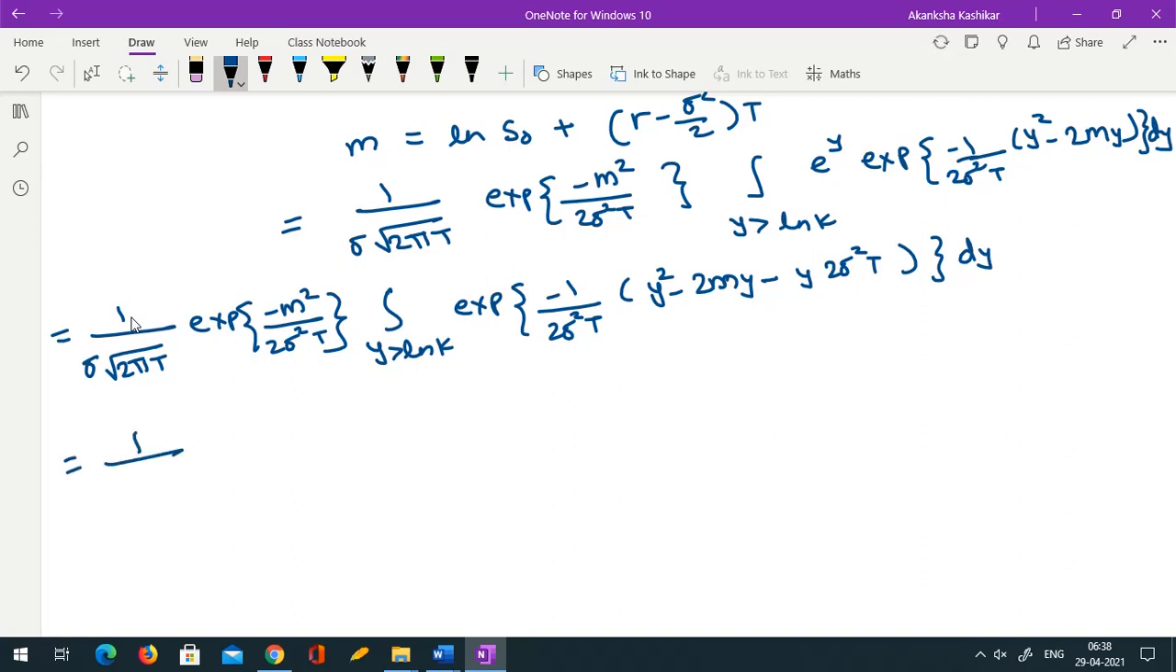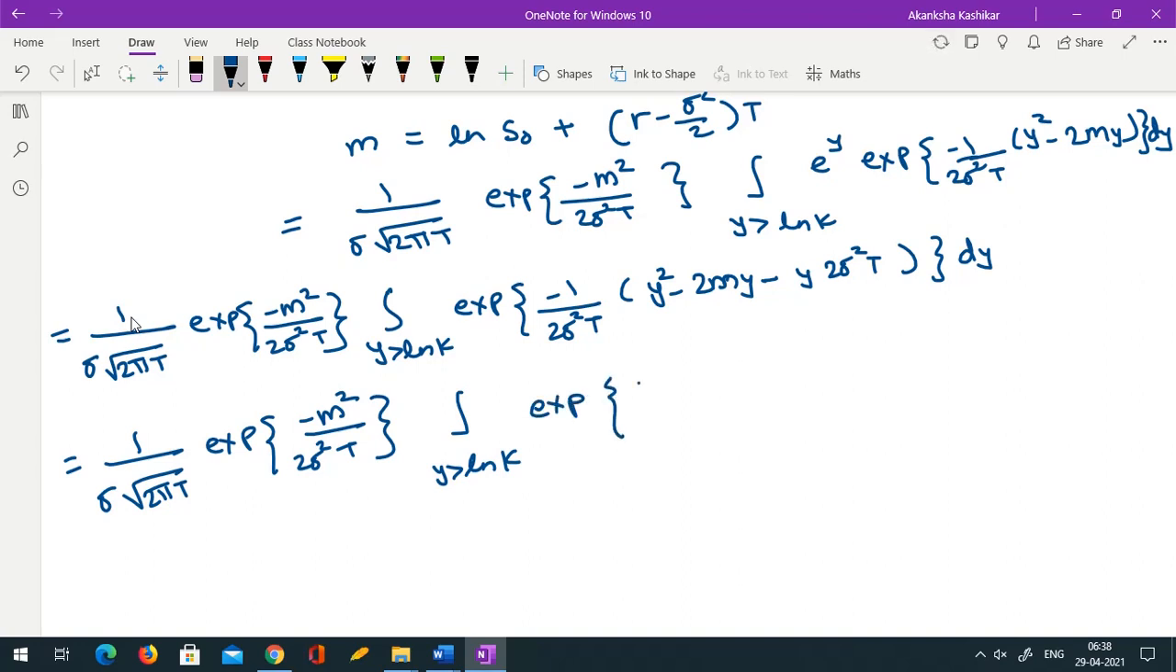So this becomes 1 upon sigma root 2 pi t. So you know we are trying to do completion of square and something like that. So y greater than ln k, e raised to, okay, so this is y square minus 2m plus 2 sigma square t into y, and then dy. Okay, so I can see that the terms inside this are the first two terms from y minus m plus sigma square t whole square.